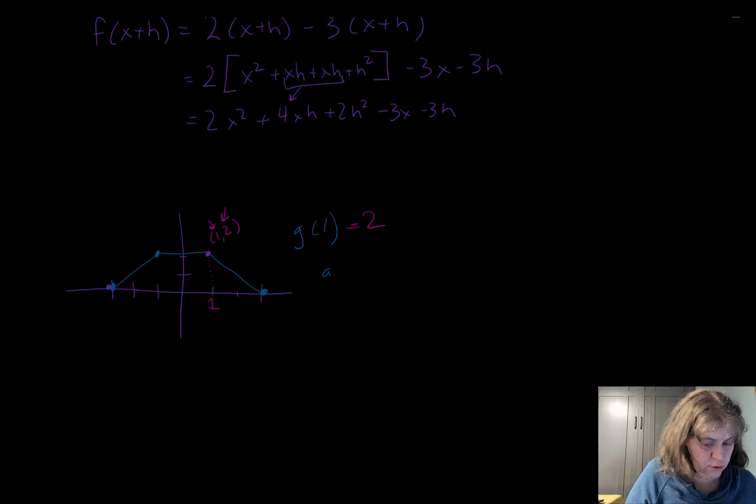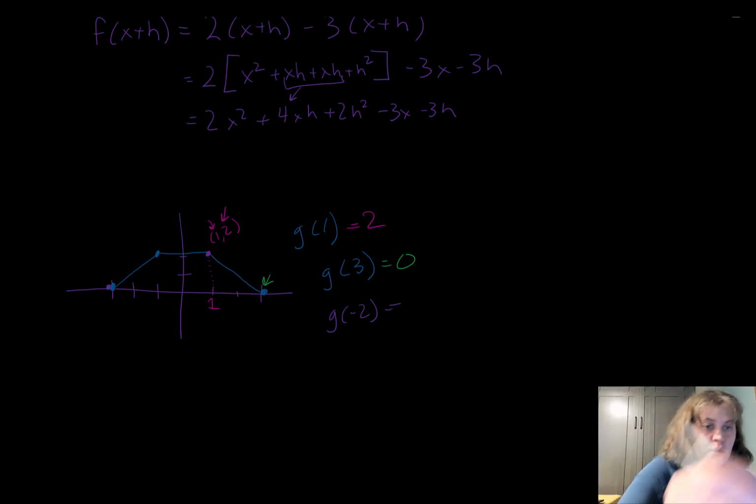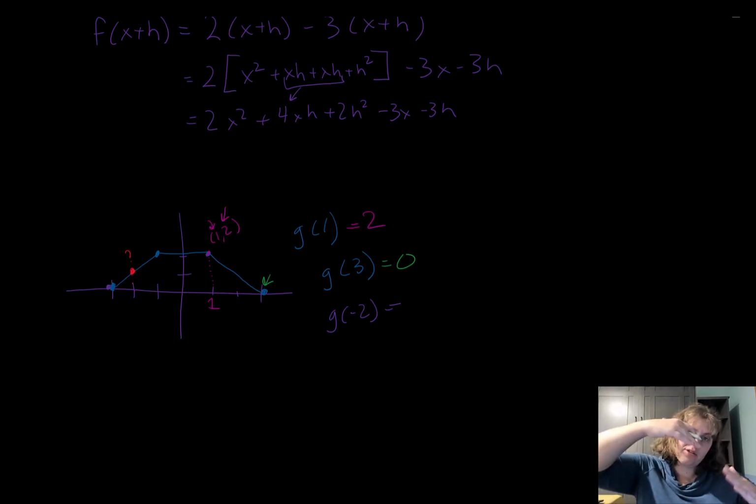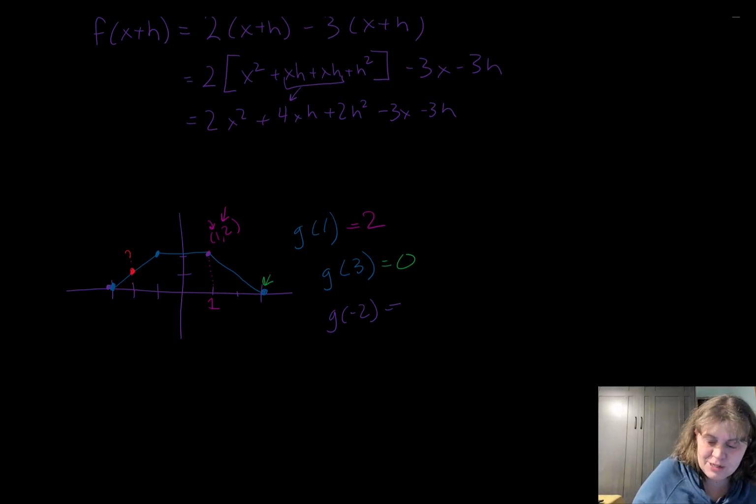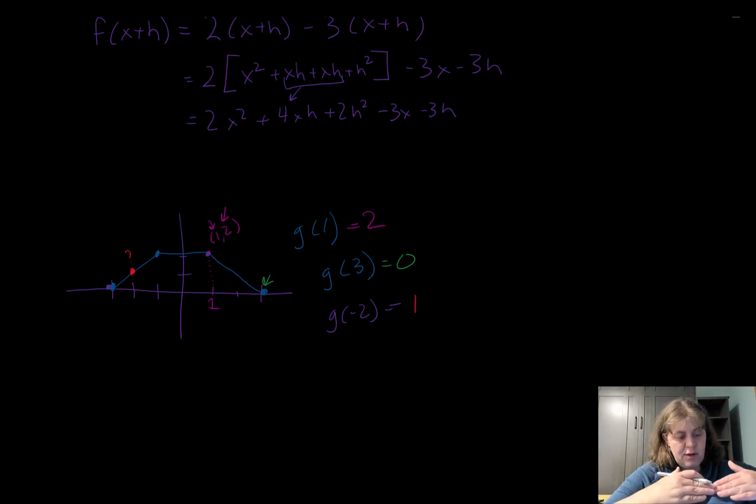We can also do g of 3. So 3 is over here, and that output is 0. And last but not least, we're looking for g of negative 2. Negative 2 is here. We have to figure out what this point is. Looking at that picture and at how the slope of that line goes, I'm pretty sure this value is going to be 1, because this one up here is up 2, and this one down here is at 0, so the one in the middle must be at 1.